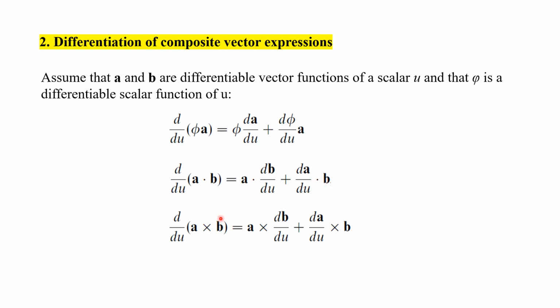Lastly, if we have the cross product of A and B, the derivative of A cross B with respect to u is equal to your A cross dB over du plus dA over du cross B. So these are your derivatives for your composite functions: your phi and A, where phi is a scalar function, and then you have your A dot B, and then you have your A cross B.